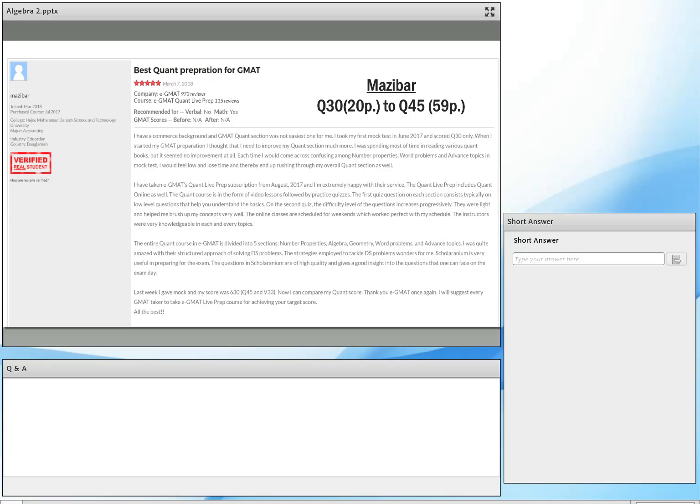Okay. Now, Mazibar was extremely weak in quant. His starting score was Q30, a mere 20 percentile. Okay, and he spent a ton of time reading quant books, but he was not able to improve. Again, just going through the books is not going to help you improve your score. Okay, he benefited from the progressive learning architecture at e-GMAT, in which he was able to cement his basics before taking on difficult questions. Okay, and in case his basics were not strong enough, he was given appropriate feedback. Now, Mazibar was able to improve to Q45, which is 59 percentile in quant, and this was a huge improvement over his starting score.